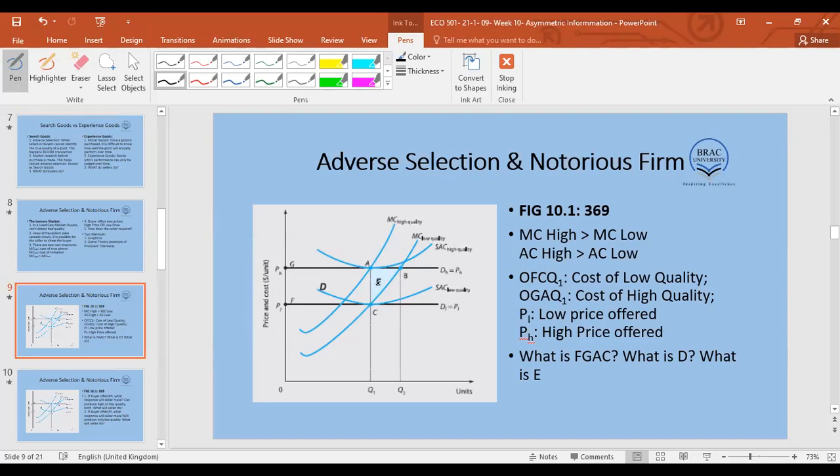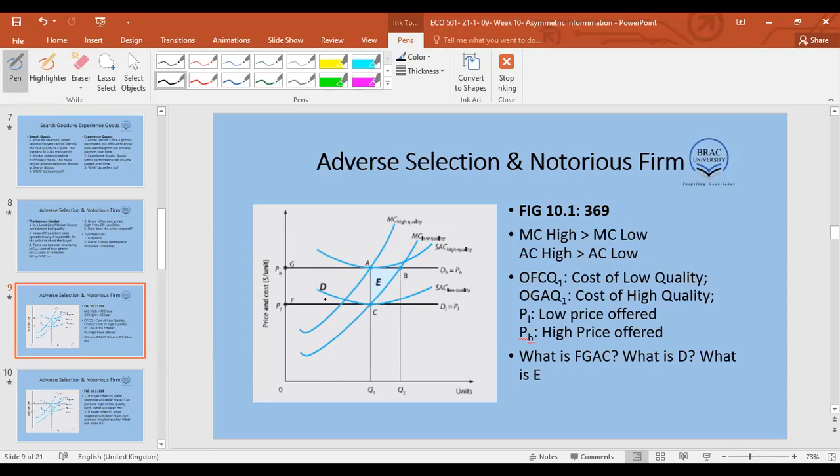I did not understand the matter of E. Okay, let me explain E again from the beginning. I have offered a high price, which is this rectangle, OGAQ1. Correct. The seller is operating on this cost curve. He is breaking even at C. So what is his cost? OFCQ1. Yes, sir. Correct.